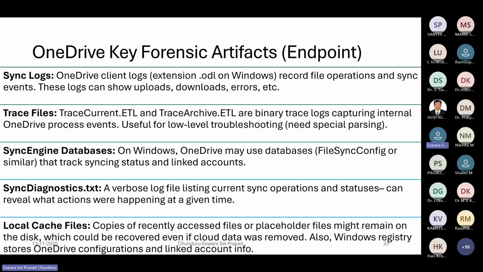These files record the file operations and synchronization events. These logs can show if any uploads to OneDrive or downloads from OneDrive occurred, and if any errors occurred with respect to these things, these synchronization logs will provide some insights. And then trace files. These are ETL files, that is trace current.etl and trace archive.etl. These are the two binary trace log files, which capture internal OneDrive process events. That means these can be useful in low-level troubleshooting.